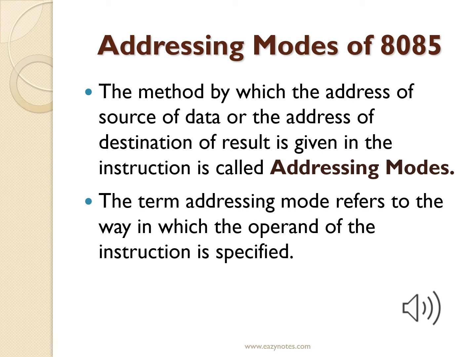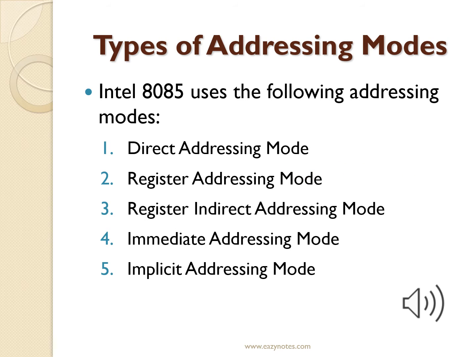So what is addressing mode? The method by which the address of source of data or the address of destination of result is given in the instruction is called addressing modes. The term addressing mode refers to the way in which the operand of the instruction is specified. In 8085 microprocessor, there are 5 addressing modes. They are direct addressing mode, register addressing mode, register indirect addressing mode, immediate addressing mode, and implicit addressing mode.